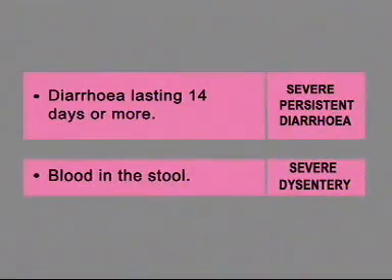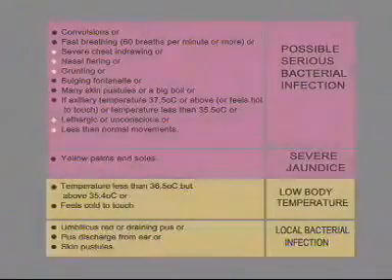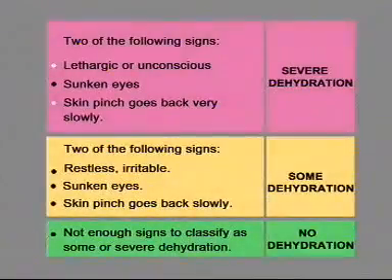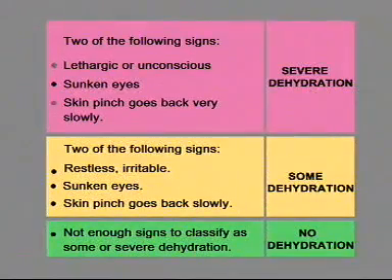Because Gemma had only had diarrhea for 4 days, she was not classified as severe persistent diarrhea. Because she had no blood in the stool, she was not classified as dysentery. We therefore classified Gemma as having possible serious bacterial infection and diarrhea with severe dehydration.